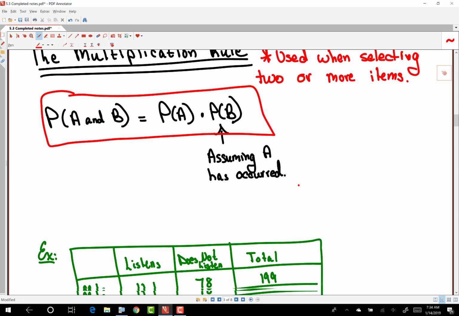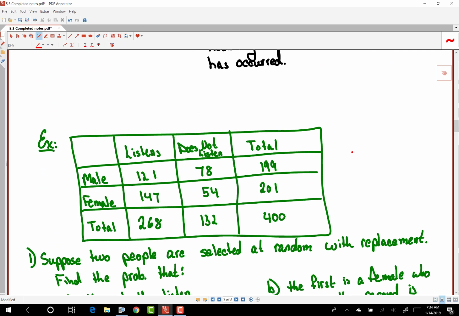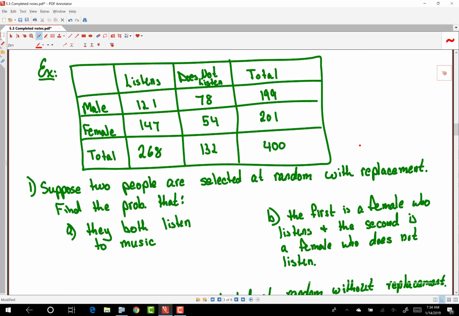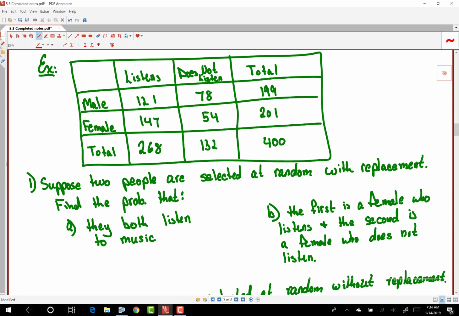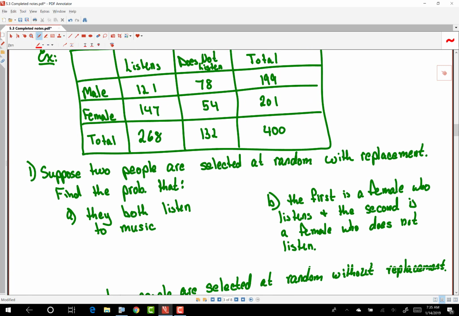So let's go back to this example that we talked about earlier with the males and the females and whether they listen to music while they study or not. And I went ahead and wrote the totals in. So we're using that same contingency table we had earlier. So let's start with number 1. It says, suppose two people are selected at random, and notice that it says with replacement. You'll see that a lot with probability when you're selecting more than one.